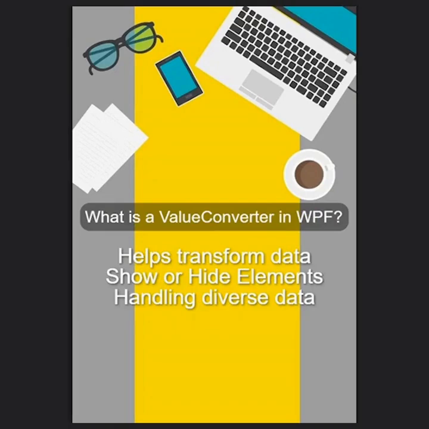What is a value converter in WPF? In WPF, value converters help transform data during binding. They let you convert data from one format to another before displaying it in the UI. For example, you can use a Boolean to Visibility converter to show or hide elements based on a Boolean value. By creating your own IValueConverter, you can handle complex data transformations easily. It's a must-know for handling diverse data formats in WPF.